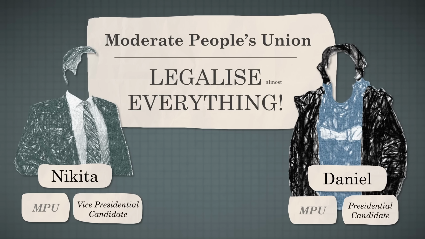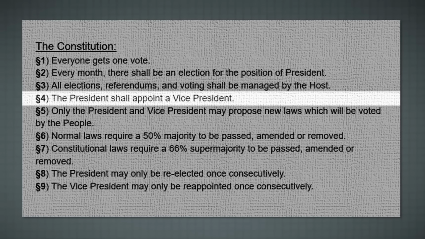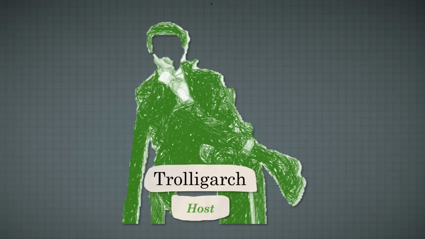Perhaps Daniel could run as the MPU's presidential candidate instead, and have Nikita run as his vice president. After all, the disqualification only concerned the election of the president. The vice presidency was technically an appointed position. I'd confirmed that this was indeed the case. I was already incredibly reluctant to take any enforcement action against Nikita.